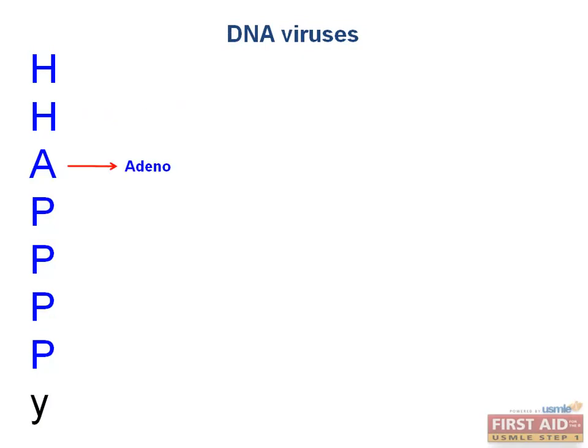Next is adenovirus. Adenovirus accounts for a variety of clinical manifestations. These include a febrile pharyngitis or sore throat, rhinitis with common cold symptoms, atypical pneumonia, hematuria or blood in the urine due to hemorrhagic cystitis, and non-purulent conjunctivitis.